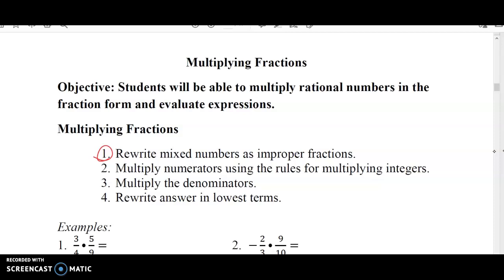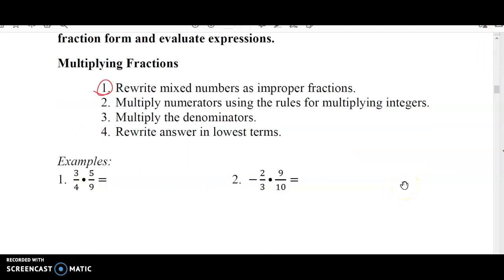Next, you multiply your numerators using rules for multiplying integers. So then again, same sign, positive answer, different sign, negative answer. After that, you multiply your denominators, and then you rewrite in lowest terms. You never have to find a common denominator for these. That's one mistake kids make a lot, is they try to find that, and you do not need to.